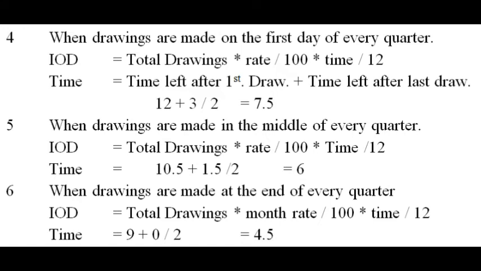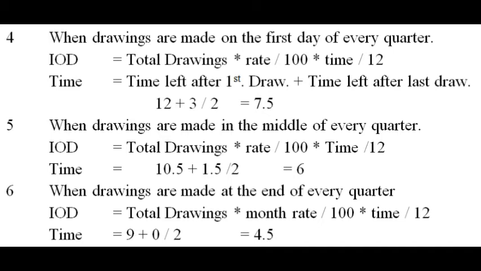Similarly, the fifth one, when the drawings are made in the middle of every quarter. Middle means after 1.5 months. The first quarter is April, May, June. So the drawing was made on 15th of May. How many months remaining? 10.5. The last drawing was made in the middle of the last quarter. That means February 15th. How many months remaining? 1.5. Divide by 2. The answer is 6.